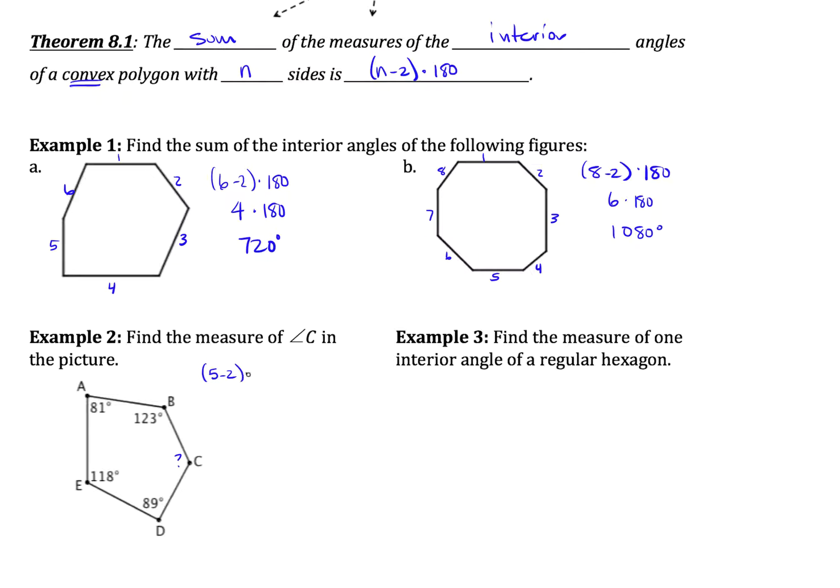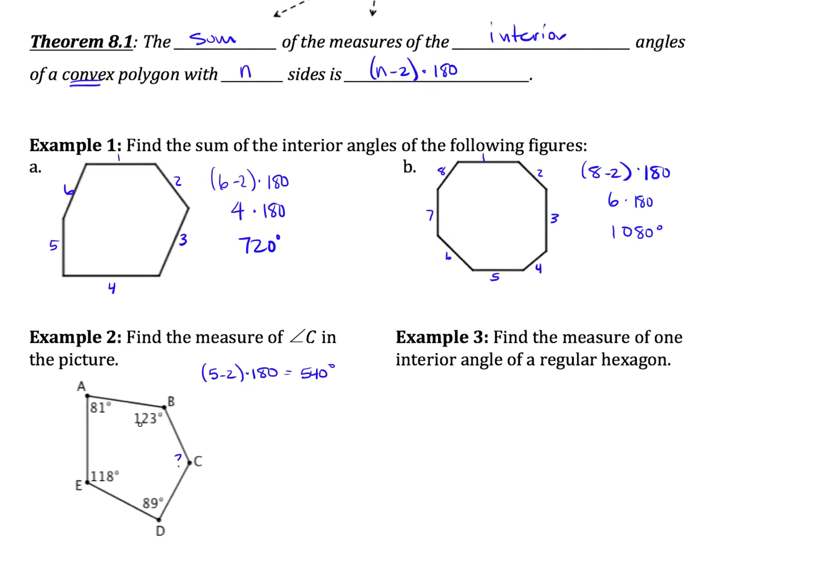Well, it would be 5 minus 2 times 180, and 5 minus 2 is 3, and 3 times 180 is 540. So I know that all 5 of these angles should add up to 540. Well, if I can set up a quick little equation here, I know not everybody's going to do it this way, but this is usually the way I show it.